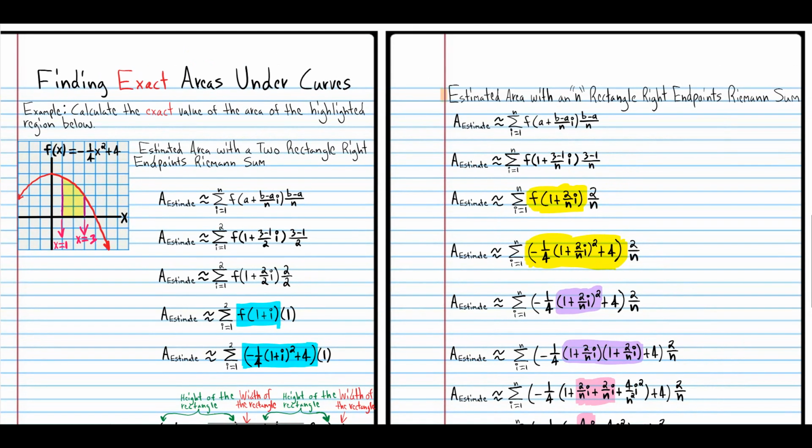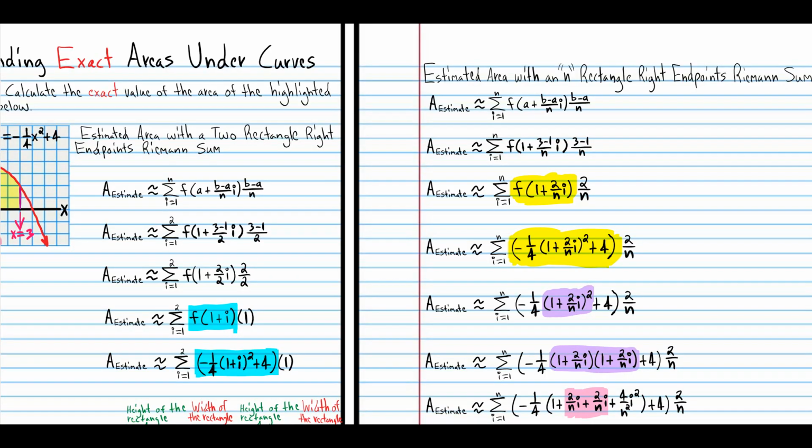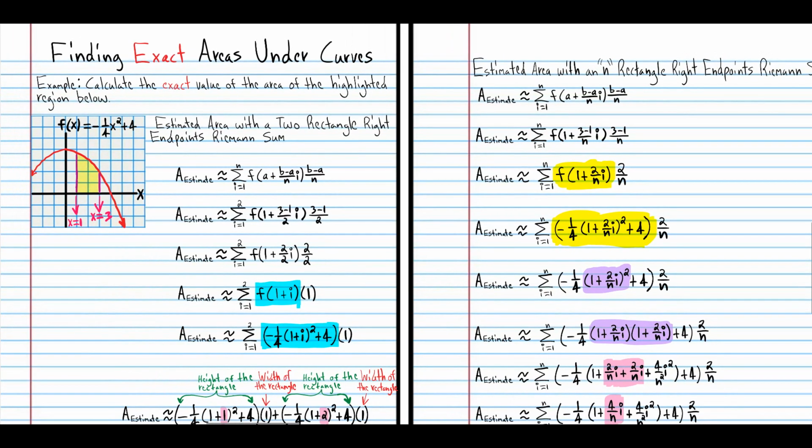Again, we're estimating the area with n rectangles. We haven't decided how many rectangles we're going to use yet. So this expression here is exactly the same as this expression here. No difference whatsoever, except instead of 2 for n, we just have n. Instead of deciding how many rectangles we're going to use, we remain undecided about the number of rectangles.